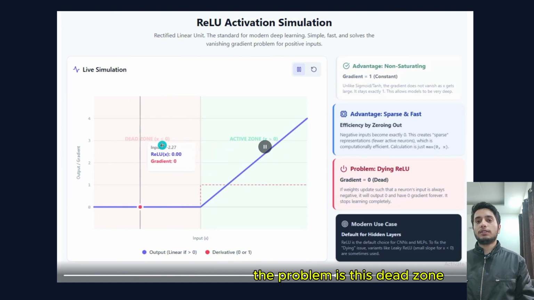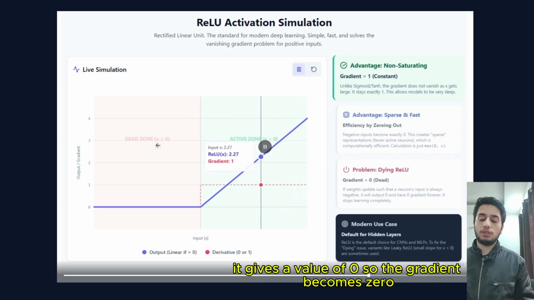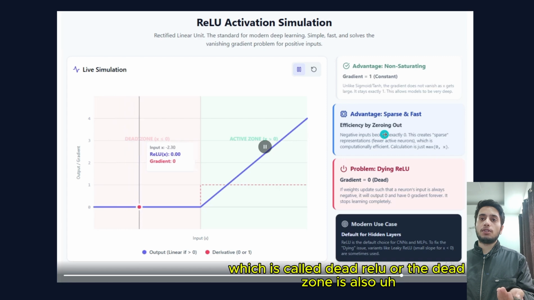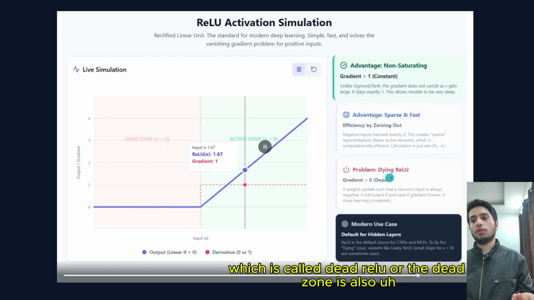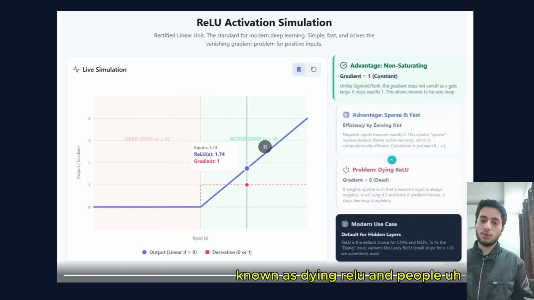The problem is this dead zone. Because for every negative value it gives a value of 0, the gradient becomes 0, and then it stops learning, which is called dead ReLU, or the dead zone. It's also known as dying ReLU.